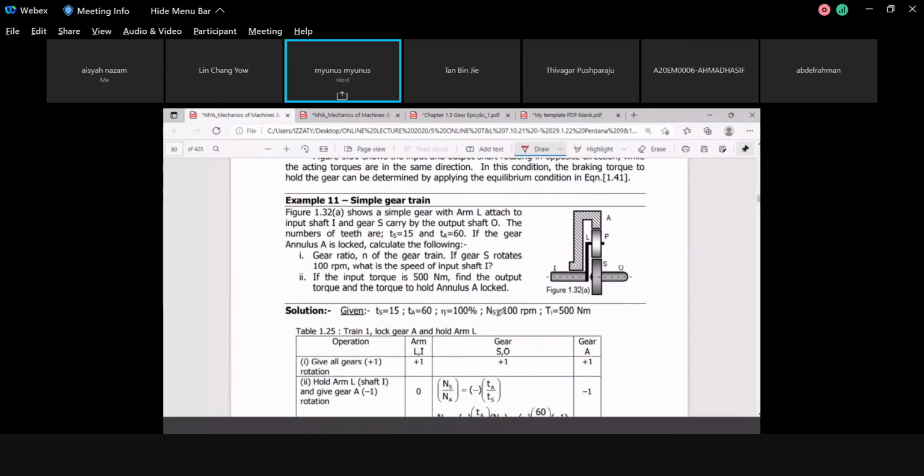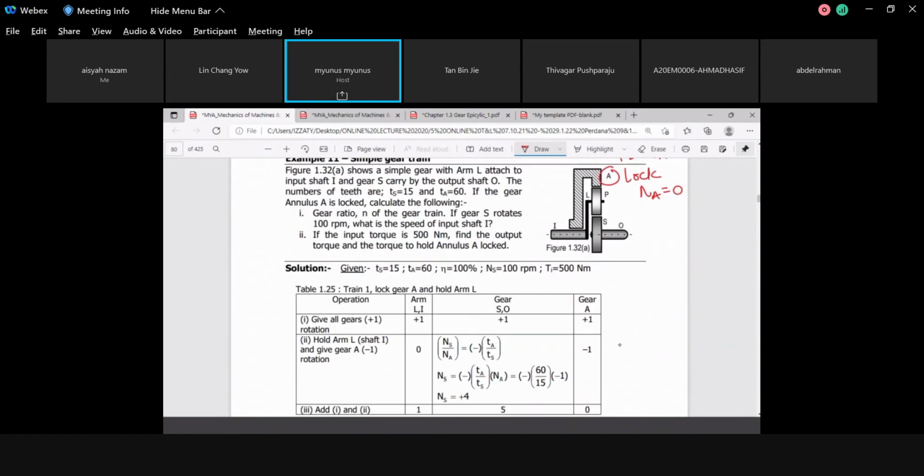I'm not going to do this one because it is very simple, only one train. I'm going to explain a bit only. So look here. You have a simple gear train. If gear A is locked, remember, when gear A is locked, it means that TB is equal to TA. And when the gear is locked, NA equals 0. You need only one table, isn't it? Look here. This one is L1. This one is S and O, S and O. This one is stand alone.